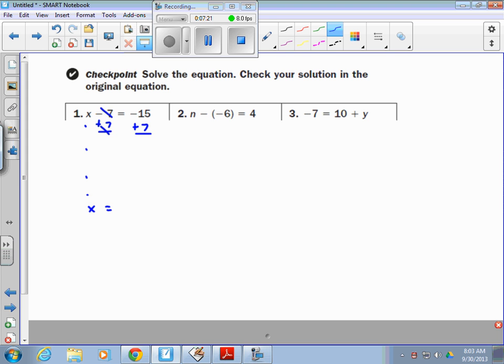Negative 15 plus 7, opposite signs, so subtract them. 15 minus 7 gives you the number 8. And since 15 is the higher absolute value, it's negative. It's farther from 0. 8 remains as a negative value. x is equal to negative 8.